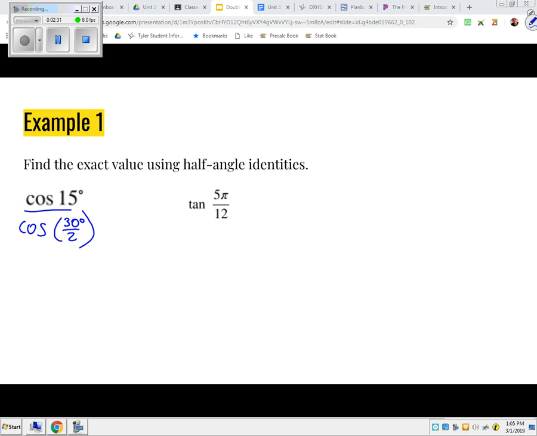I could have, but we're doing half angle identities. Otherwise, I'd have to derive the quarter angle identities. And so, which could be done. You just do 2 half angles, I guess.